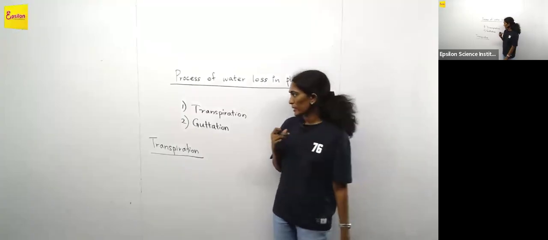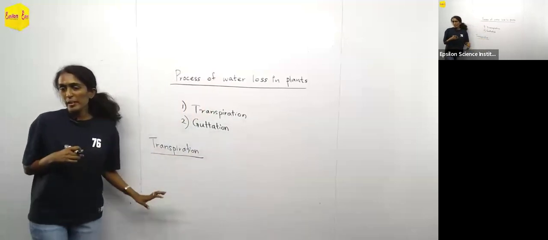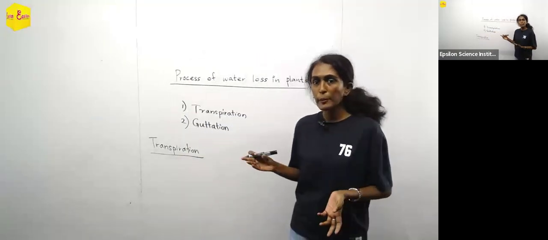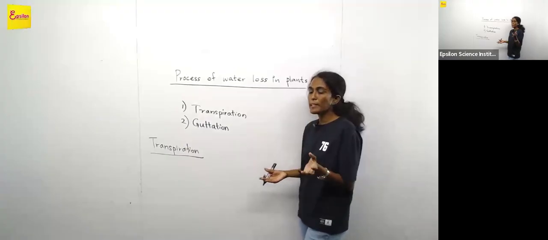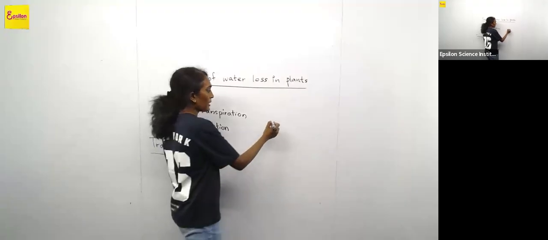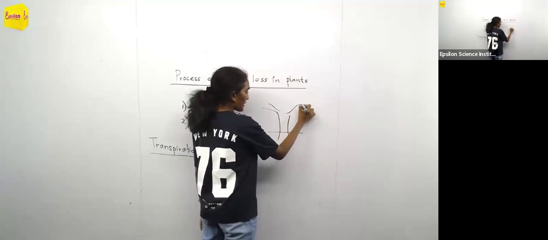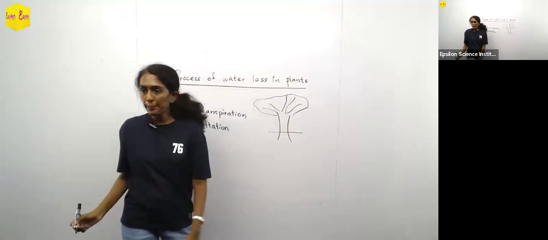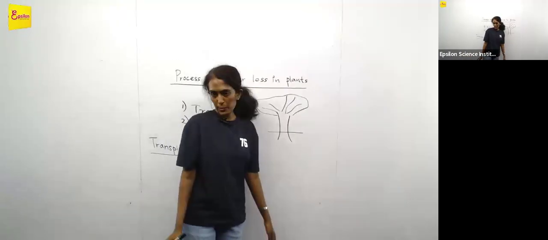Right, so we are talking about transpiration now. Transpiration means the evaporation of water from the plant as water vapor. So this is evaporating from the aerial parts of the plant. What is meant by the aerial parts? That means the above-ground parts of the plant involved in transpiration, the stem, the branches and the leaves.